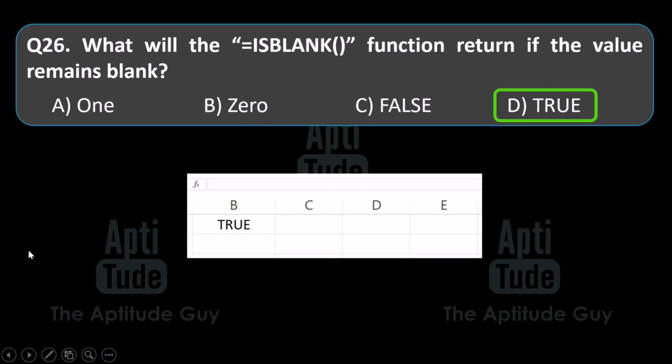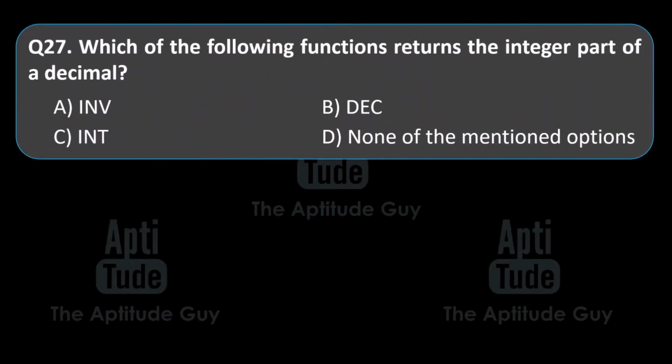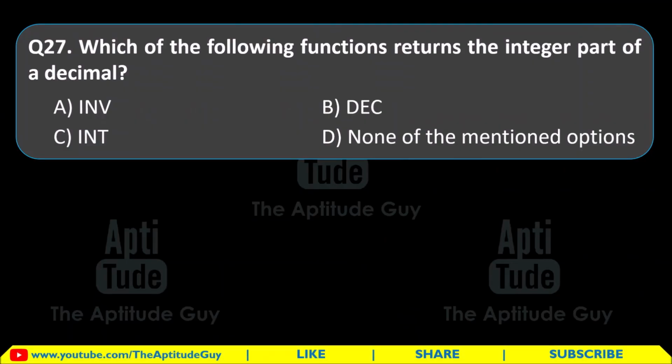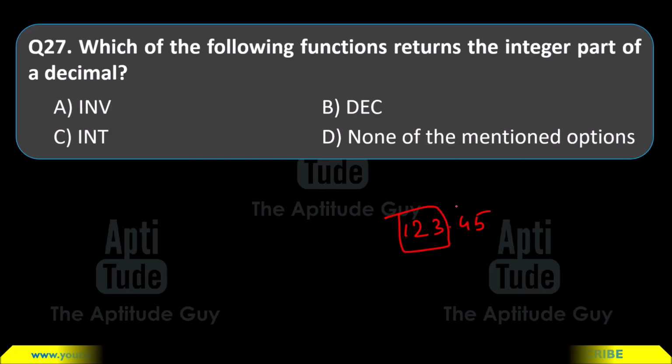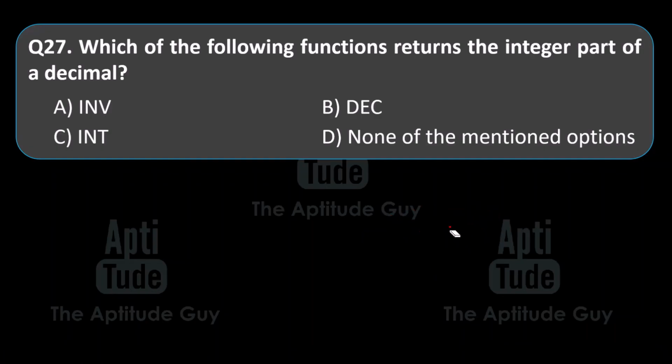Okay, let's move on to the next one. Question number 27. Which of the following functions returns the integer part of a decimal? Now, if we all know a little bit of basic mathematics, suppose we have a number 123.45. Okay, now the integer part is this and the decimal part is this. So, which of these functions will output the integer part of the decimal? I think it's a pretty obvious answer. The answer is option C, int.